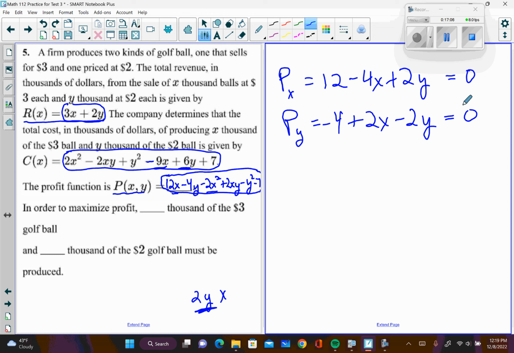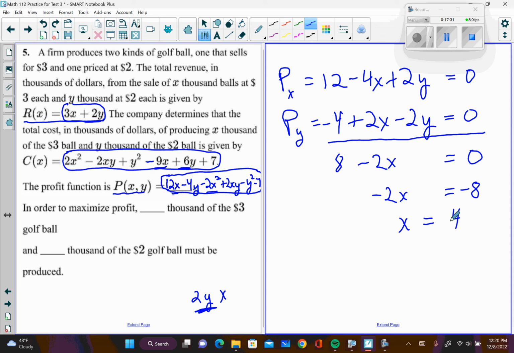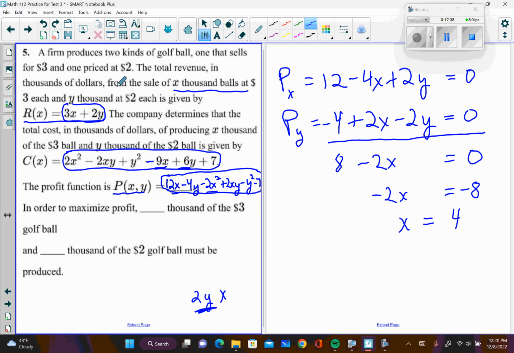And an easy way to solve this is to add these columns. 12 and negative 4 is 8. Negative 4x and 2x is negative 2x. 2y, negative 2y is 0. So we're at nothing there, but 0 plus 0 is 0. And then if I subtract 8 from both sides, and then divide both sides by negative 2, we get x equals 4. X is 4, so that means 4,000 balls at $3.